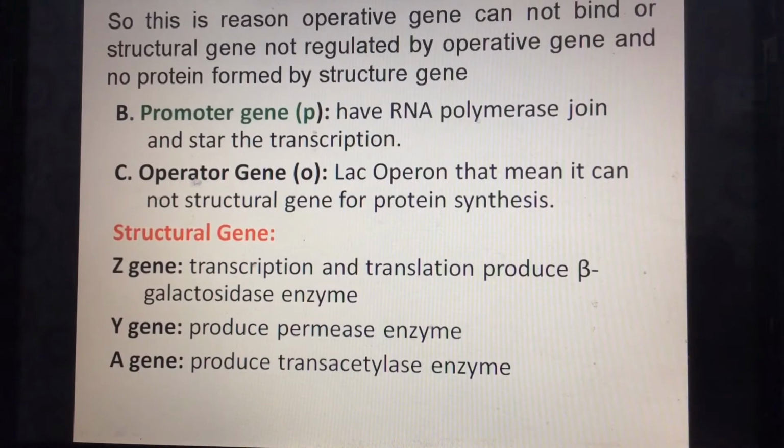Operator gene: as I already told you, the operator gene and repressor protein bind, switching on and off depending on whether lactose is present or not. Structural genes: I already told you there are three, Z genes, Y genes, and A genes. Z genes, after transcription and translation, produce beta-galactosidase enzyme, Y genes produce permease enzyme, and A genes produce transacetylase.